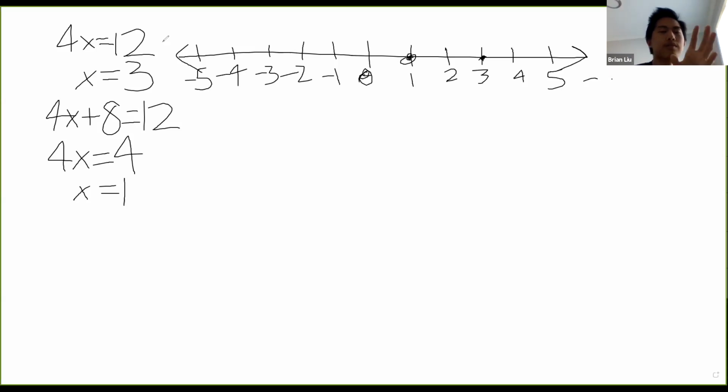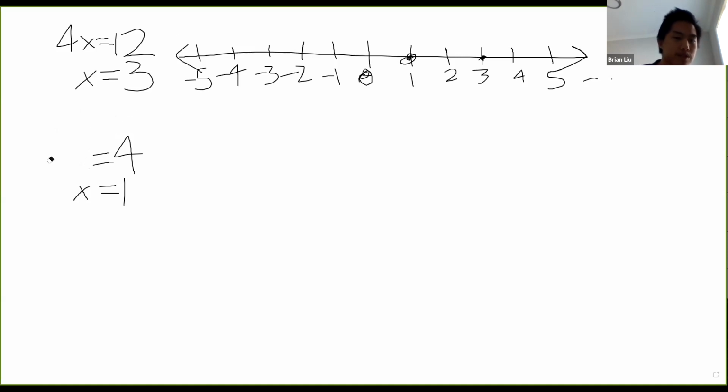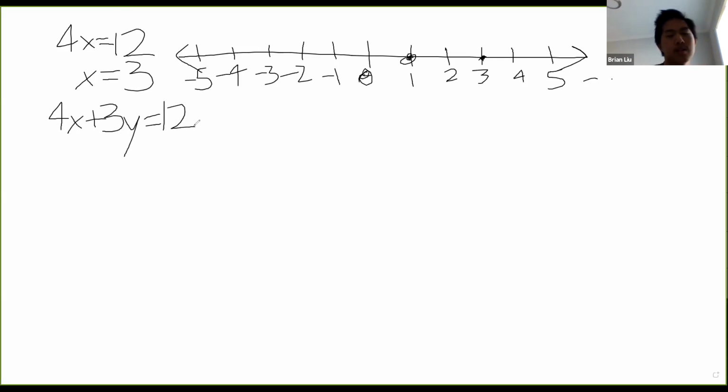Now, what if instead of just x, we had y? Let's see how to do this. So instead of just x, we had y, and we had an equation like 4x plus 3y equals 12. Well, what values satisfy this? What do x and y look like?